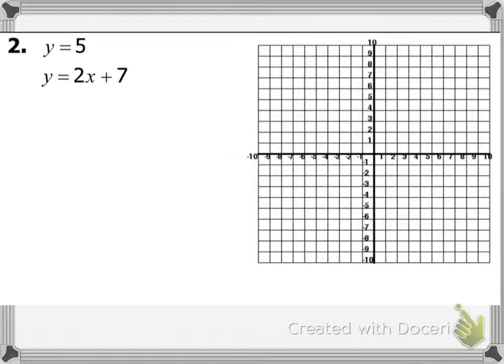Y equals 5, y equals 2x plus 7. Uh-oh. That looks a little different. How do I graph y equals 5? A straight line? What do you mean by straight? All my lines that I've drawn so far are straight. Horizontal. Very good. If I have just y equals a number, that means it's going to be a horizontal line. How do I know where it's going, though?